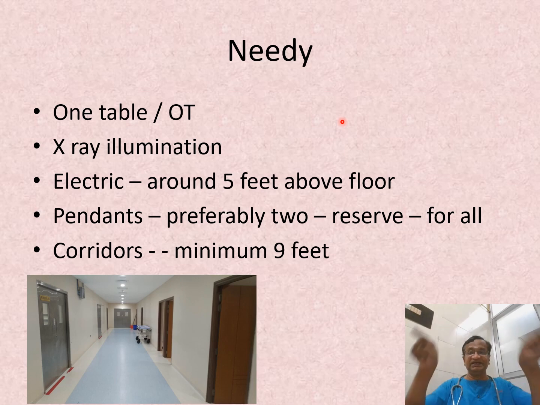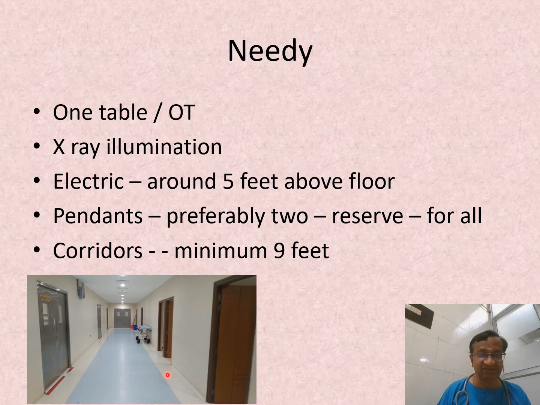We should have X-ray illumination. And electric sockets should be above 5 feet above the floor. We should have pendants, preferably 2, reserved for all. Corridors should be minimum 9 feet. Yes, we should have a big, wide stretcher going and turning comfortably into this hall or this room or this theater or anything. So preferably the minimum is 9 feet.